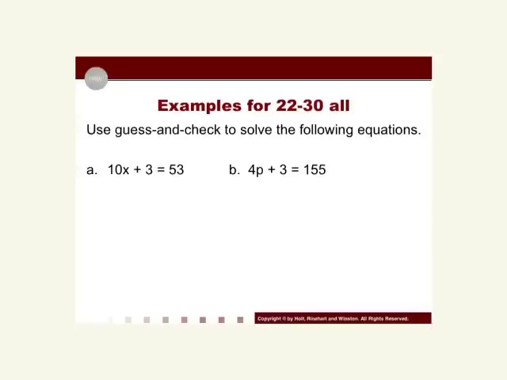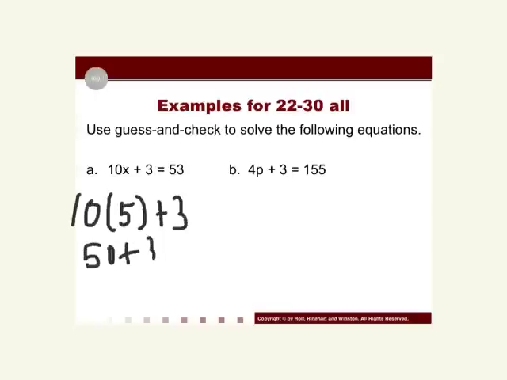So what we want to do is guess a value for x that we think might make this true. Looking at this, if I have 10 times what, and then I add 3 to it to get 53, I can make a pretty educated guess and say, well, I'm going to try 10 times 5 plus 3, and that's 50 plus 3, and that's 53. Well, that equals 53, so that checks. So my answer is that x is equal to 5.